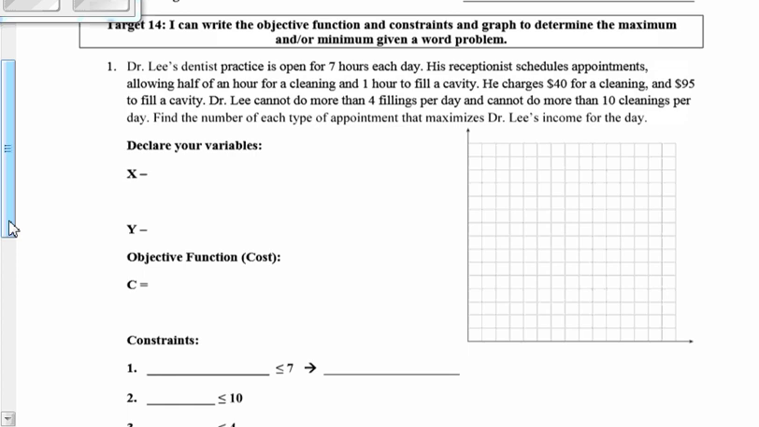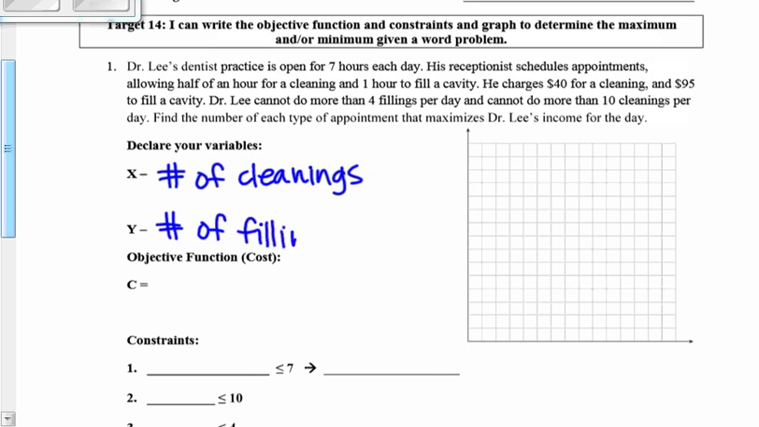Okay, so with word problems, what we always do first is declare our variables. What do we want to say that x is? What do we want to say that y is? Well, we're only working with 2 things here in the word problem. If you can see, we're either working with teeth cleanings or filling cavities. So I'm going to say that x is the number of cleanings, and then y is the number of fillings that he fills. So he's doing 2 different things, cleaning teeth and then filling cavities.